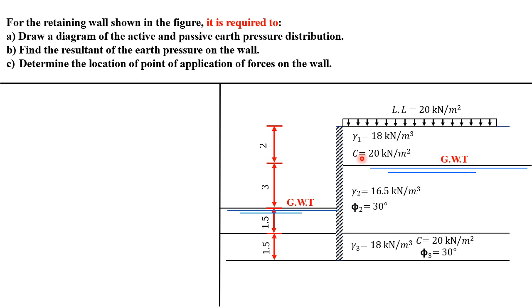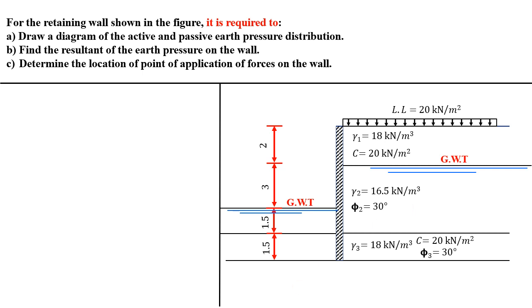So in this problem we want to draw the active earth pressure and the passive earth pressure distribution on the retaining wall, and we want to calculate the resultant force on this retaining wall as well as the point of location.